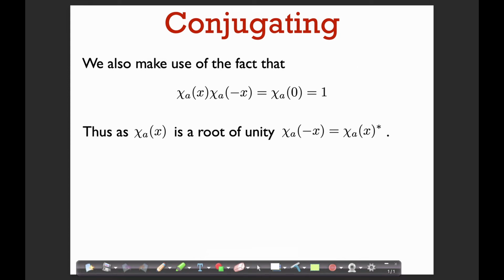Another thing that we're going to need to do is look at the complex conjugate of a character. Again, using the property of being a multiplicative character, we know that chi a of x times chi a of minus x should be the same as chi a of 0. So in the first property, we saw that that's just 1. And we know that chi a of x is a root of unity. So that means that chi a of minus x must be the complex conjugate of chi a of x. Okay, so that's written here. We will make use of that property as well.